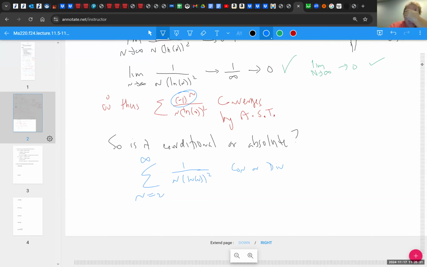Converging would be absolute convergence. Diverging would be conditional convergence. I should write that diverge or converge in that order so the arrows match up nicely, but I think you are getting the idea. So we need to find out whether this new series, this one right here, converges or diverges.